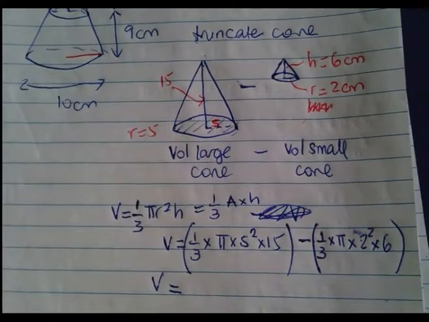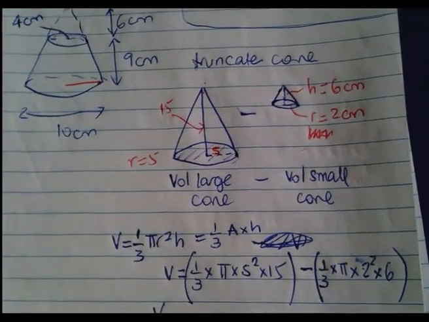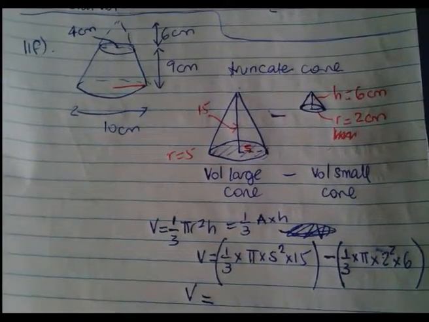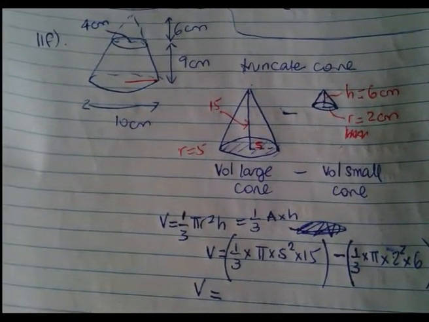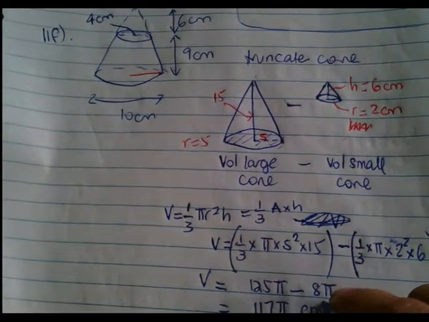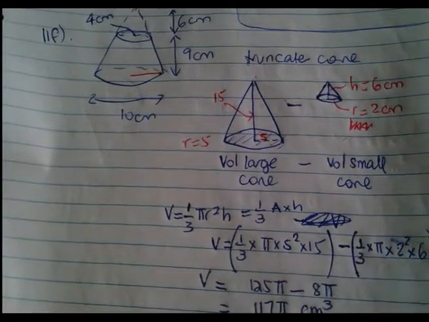Girls, are we okay? It's just called a truncated cone, and it's formed by cutting the small cone out of the larger cone. So you just do volume of large cone minus volume of small cone, and you can finish that off. 8 centimeters cubed, and you can work out what it is, all right?